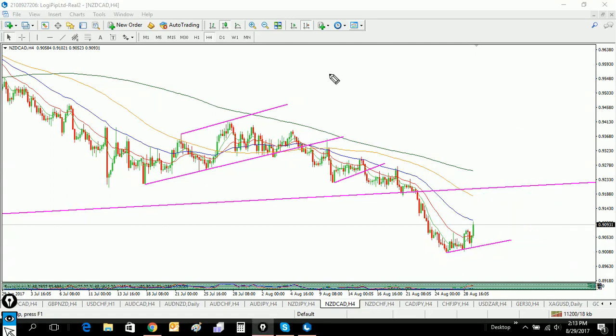So guys, I hope that helps you with setups on New Zealand dollar CAD. I am looking at other setups in the market this week, but obviously with NFP we're being very selective in terms of which currency pairs we're happy to trade this week. Just looking forward to the latter part of the week.